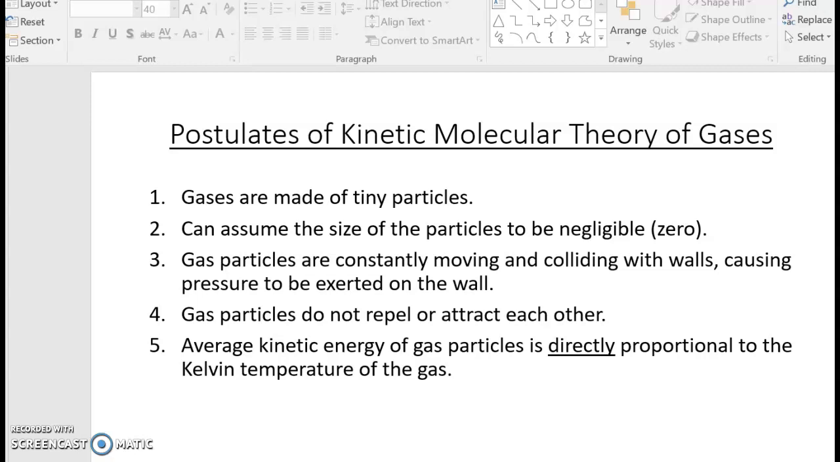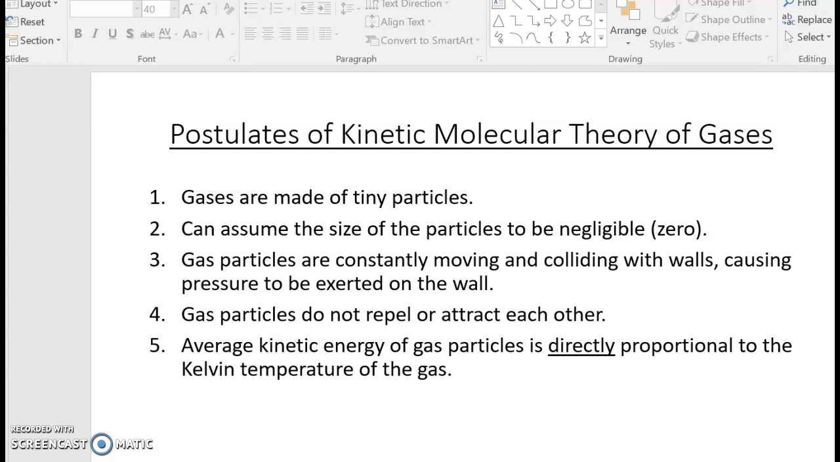Thirdly, gas particles are constantly moving and colliding with the walls, causing pressure to be exerted on the wall. So that's what we were talking about. Remember, if they hit the wall more frequently, the wall feels a higher pressure. If they hit the wall less frequently, it feels less pressure.